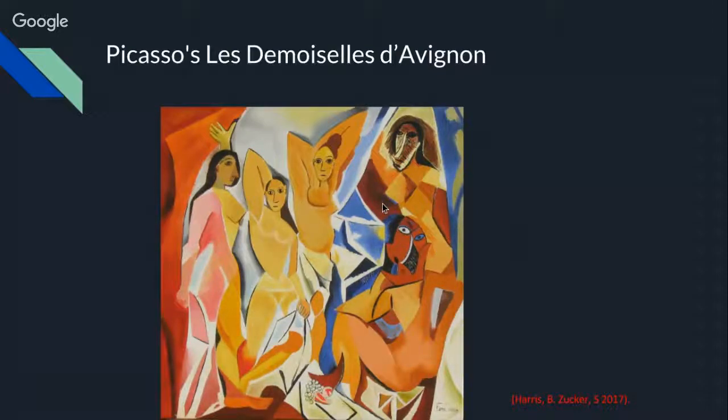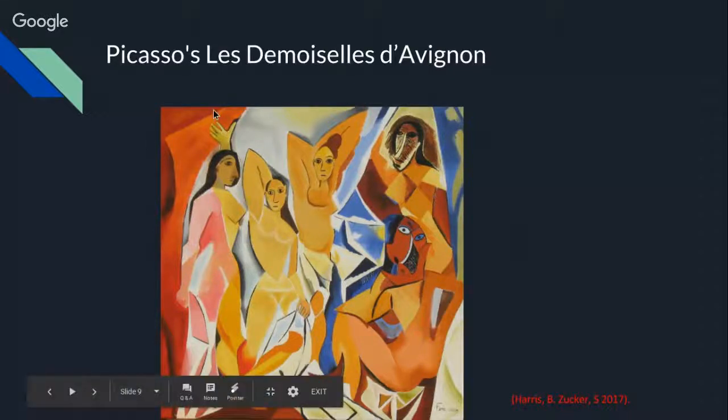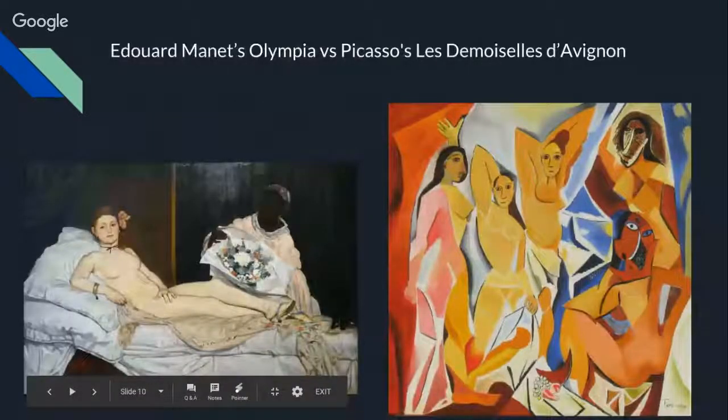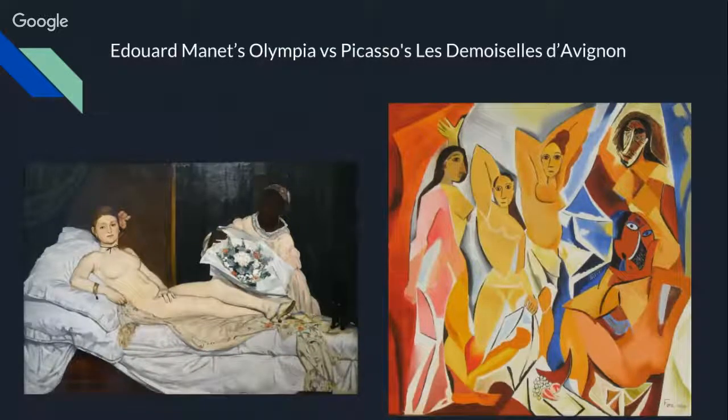And so in this painting, we just see a lot of danger, and Picasso does such a great job with displaying what was going on back then. So the two paintings that I'm going to compare are Manet's Olympia and Les Demoiselles d'Avignon.